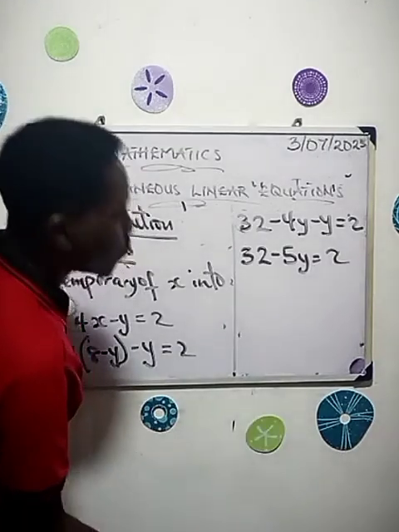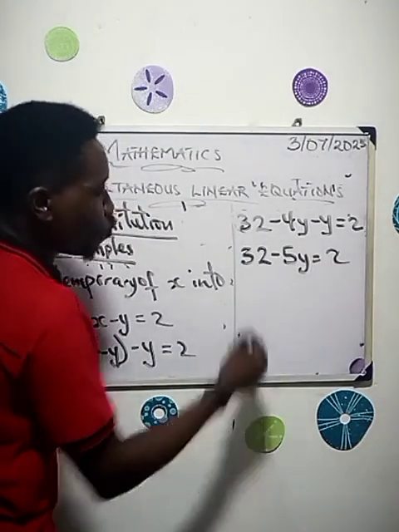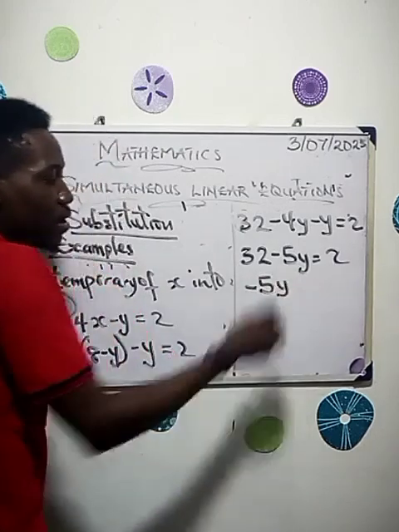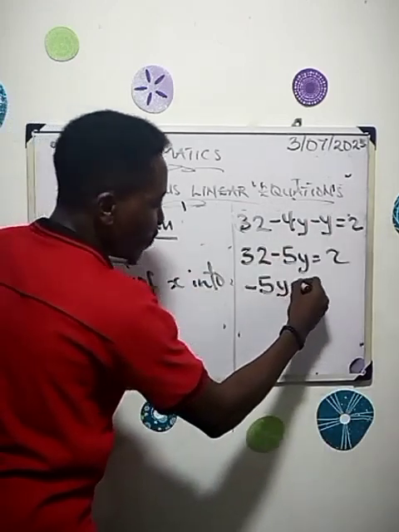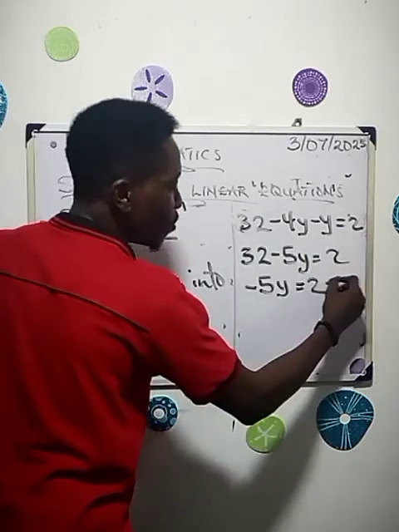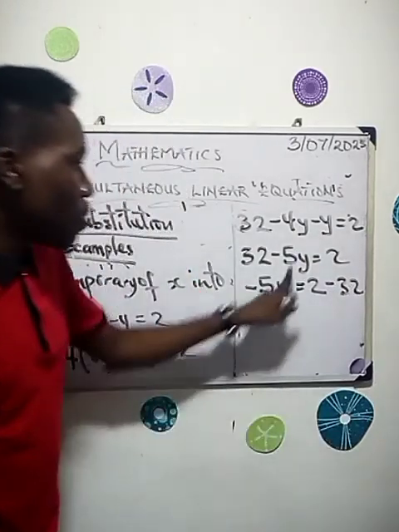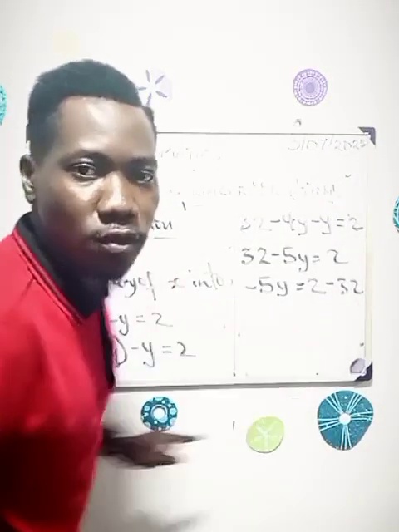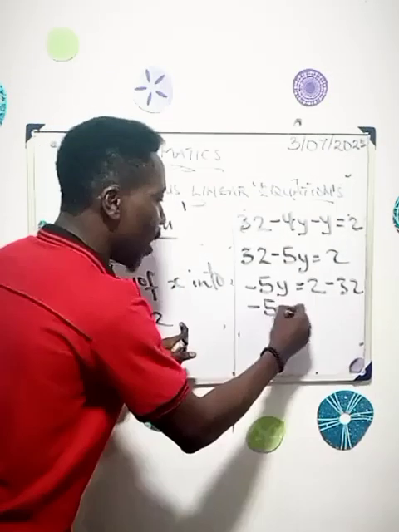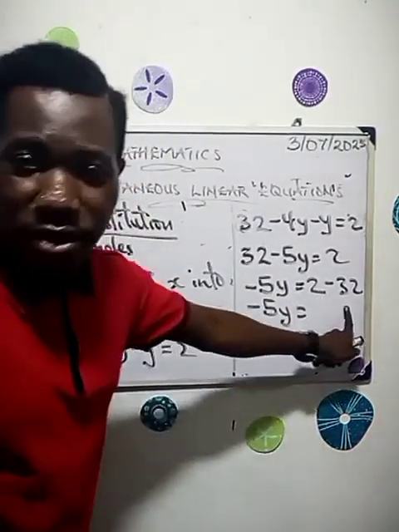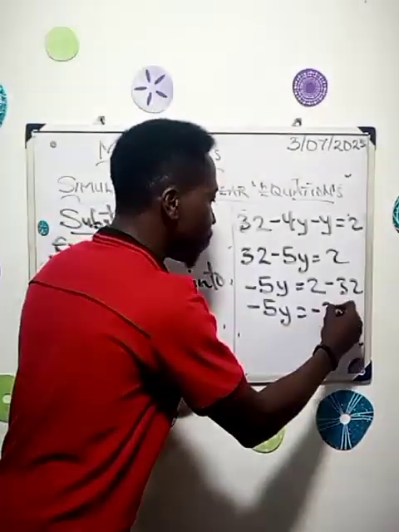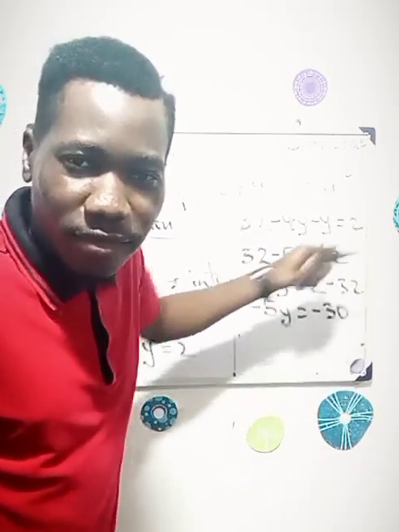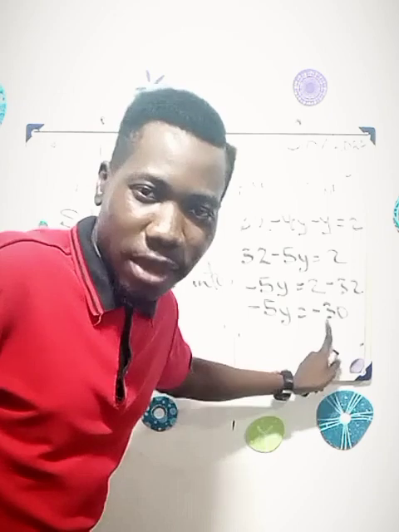Then what do we do? Let's subtract 32 from both sides. Take 32 over, you have minus 5y, or we can decide to take y over. Let's just leave it there. 2 minus 32. So minus 5y equals 2 minus 32. Like terms, so we have what? Minus 5y equals 2 minus 32, which is minus 30. So I have 2 and I'm owing 32. If I give the 2 that I have, I'm still owing 30, which is minus 30.